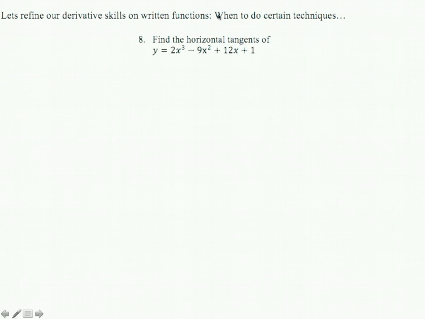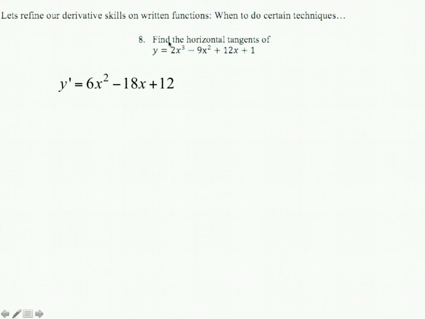Okay, so example 8 says find the horizontal tangents of this polynomial. So finding the horizontal tangents means finding the locations. If I say tangents, you should be thinking derivative, and if you're thinking derivative, you're thinking slope. And so what we're saying is we're finding the slope of the tangent line, and the slope is going to be horizontal, and that has a value of 0. So we find the derivative.